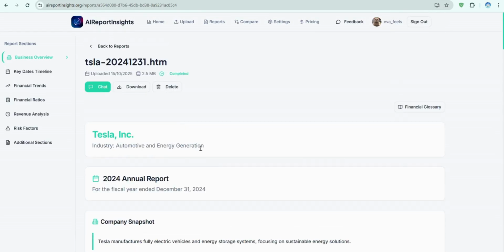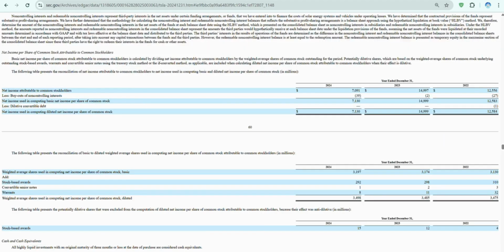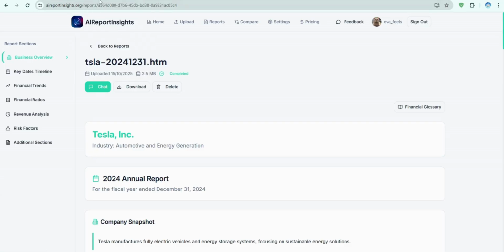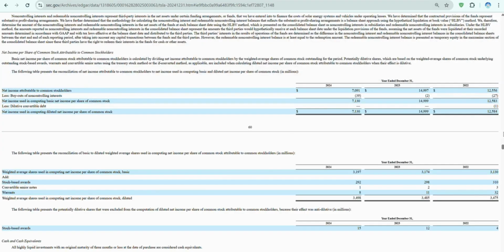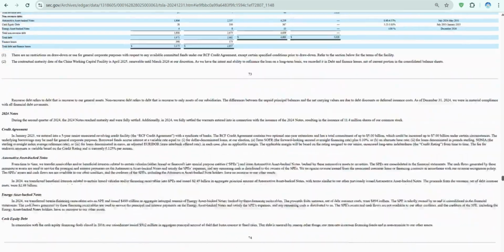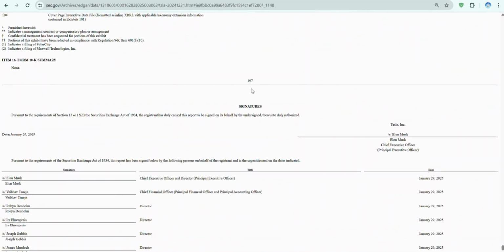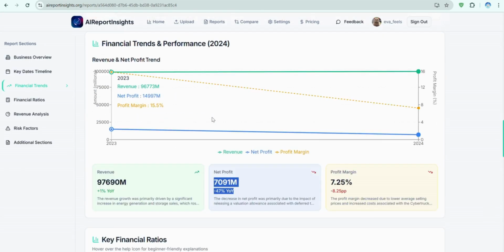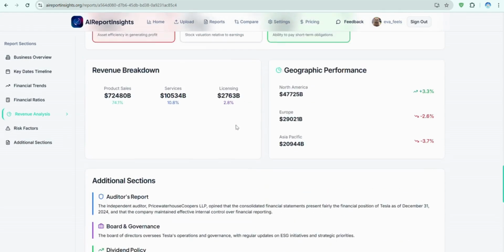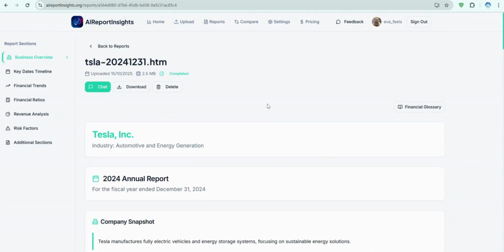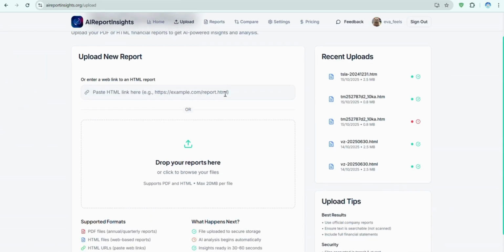So that's the annual report of Tesla, and I think AI Report Insights helped me so much in reducing my time in reading an annual report. As you can see, there's 107 pages in this annual report. Some annual reports can get more than 150 pages, so this gives you a very comprehensive overview of the annual report. Let me show you quickly.